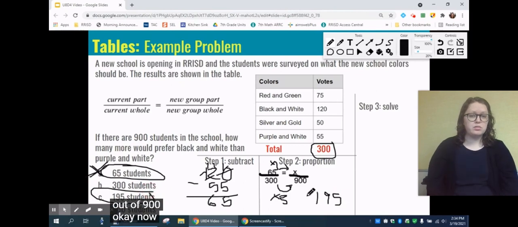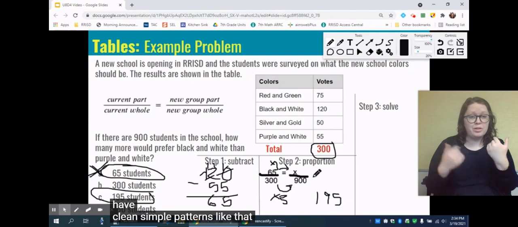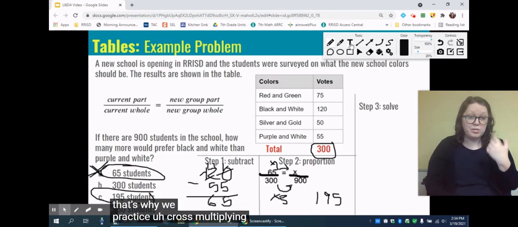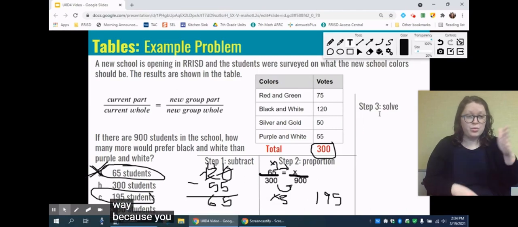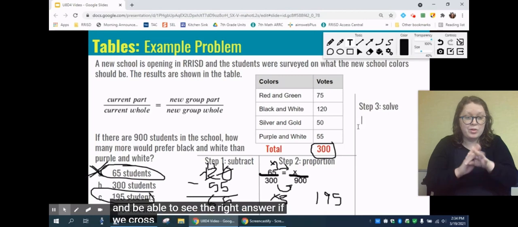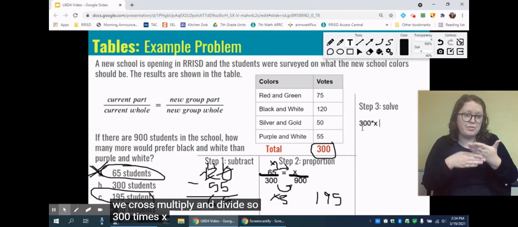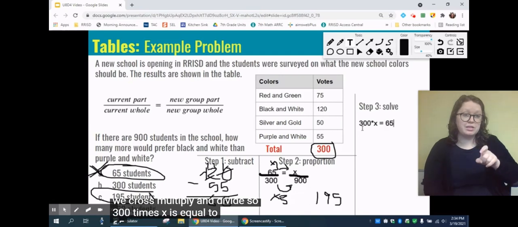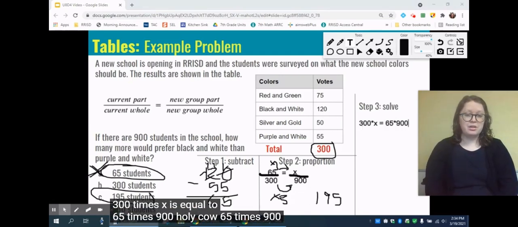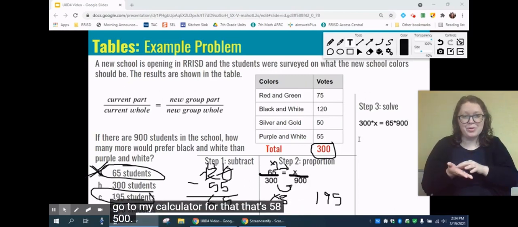Now, your fractions will not always have clean, simple patterns like that. And that's why we practice cross multiplying, because you will always get the right answer if we cross multiply and divide. So 300 times x is equal to 65 times 900. Holy cow, 65 times 900. I'm going to go to my calculator for that. That's 58,500.